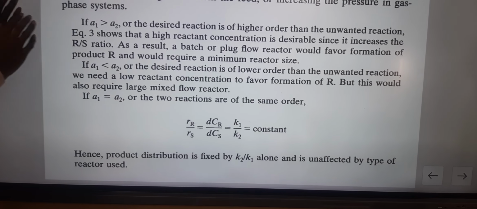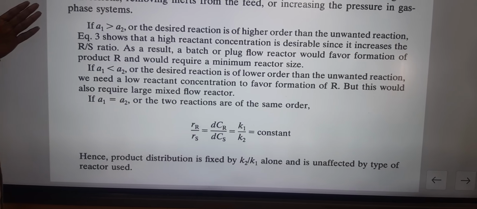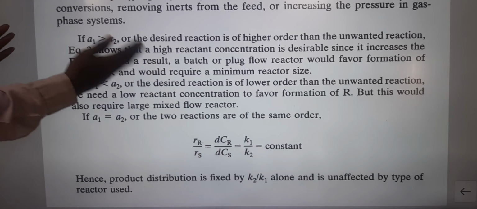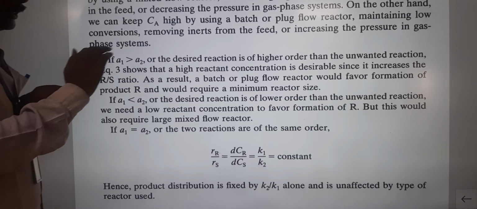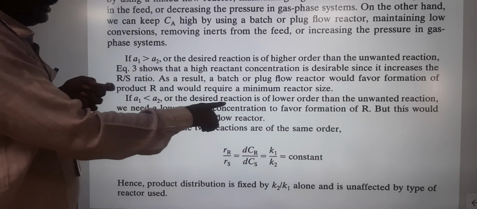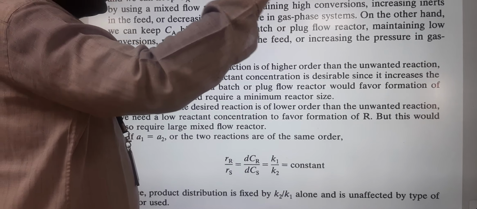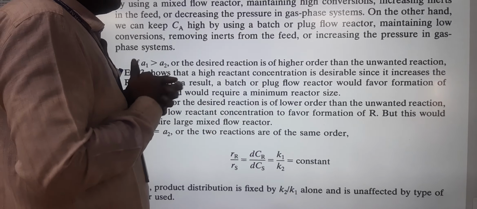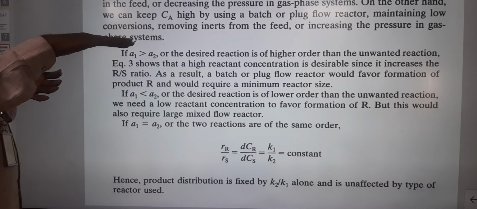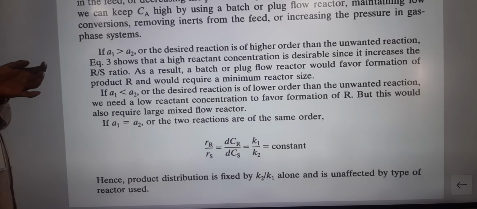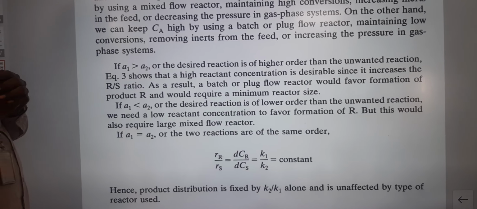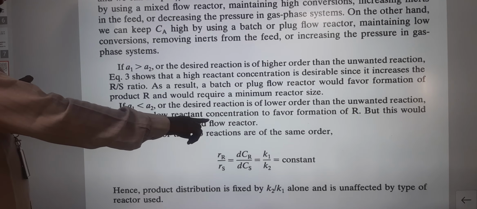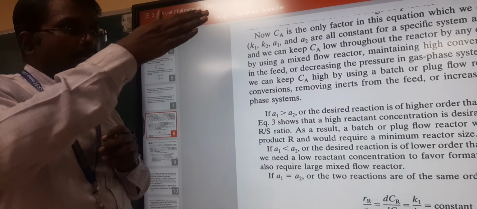Suppose a1 is less than a2, like the desired reaction order is less than the undesired reaction order. In that case, the Ca power gets a negative value. So the ratio becomes inversely proportional to the concentration of reactant. That means the lesser the concentration, the more the ratio value. In that case, we have to go for the mixed flow reactor, because in a mixed flow reactor the concentration of A decreases immediately as soon as it enters the reactor.